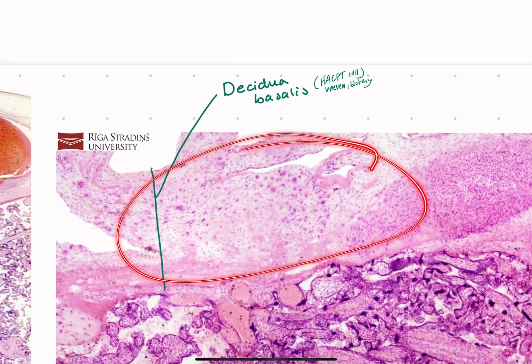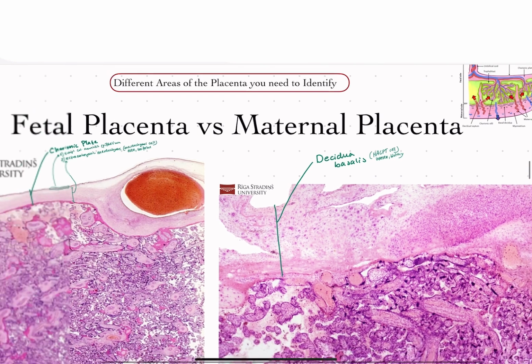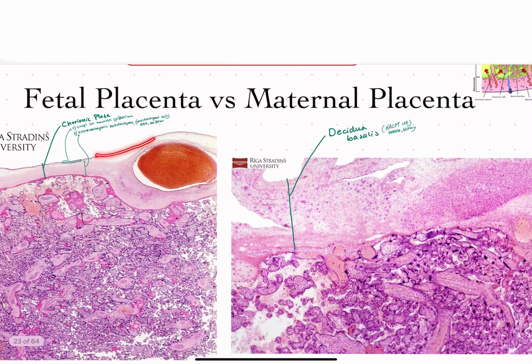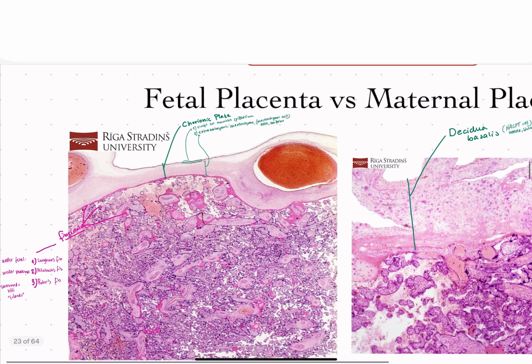So that's the main visual difference, other than the border that exists in the fetal placenta but doesn't exist in the maternal placenta. It is the texture of the actual pink stuff. The maternal placenta has a more blotchy, rough structure made up of the HACPT cells, while the fetal placenta has a lot smoother surface, because it's made up of the mesenchymal cells.